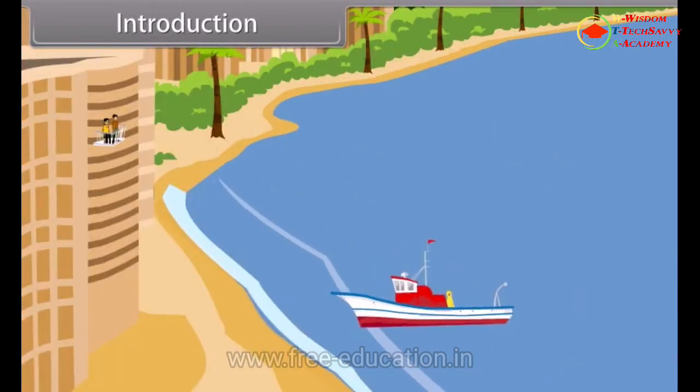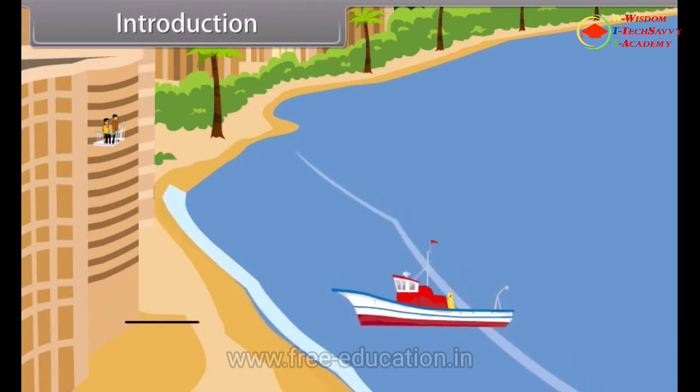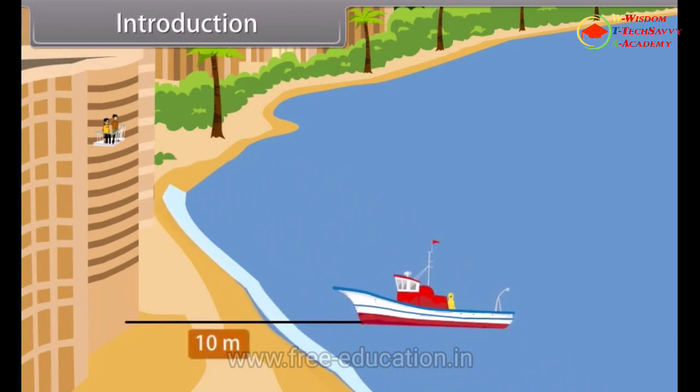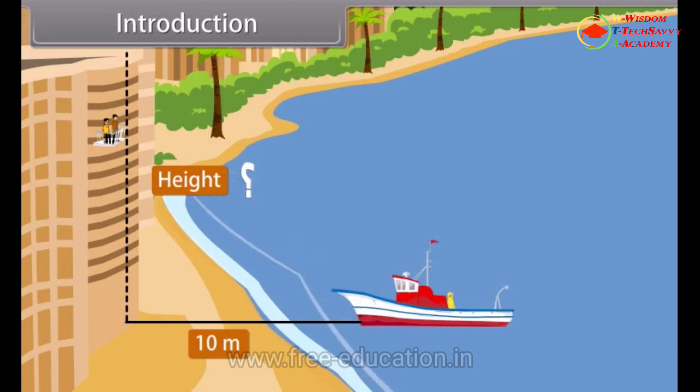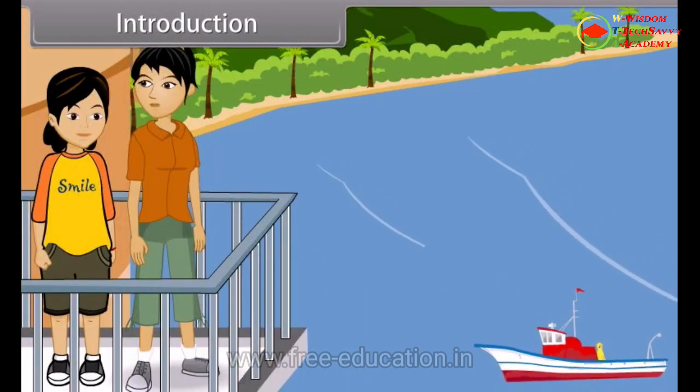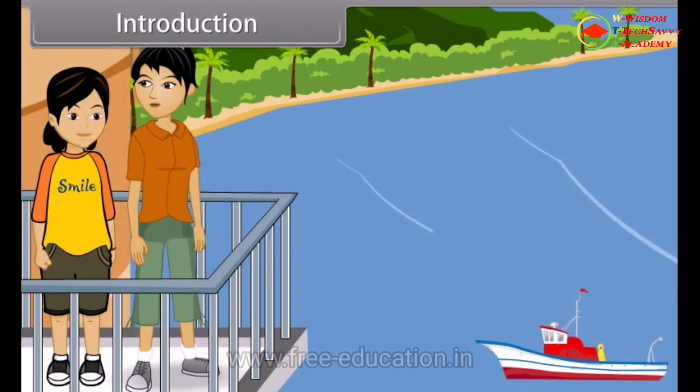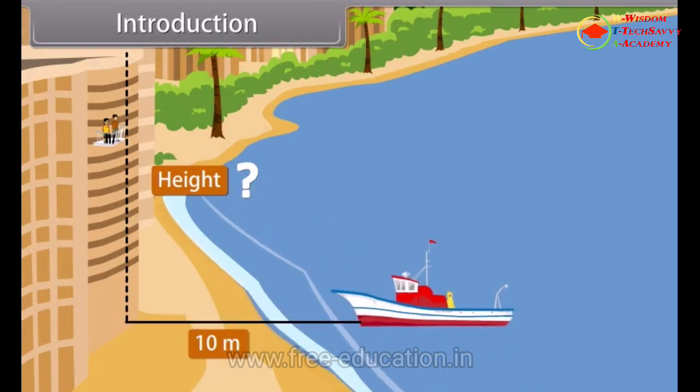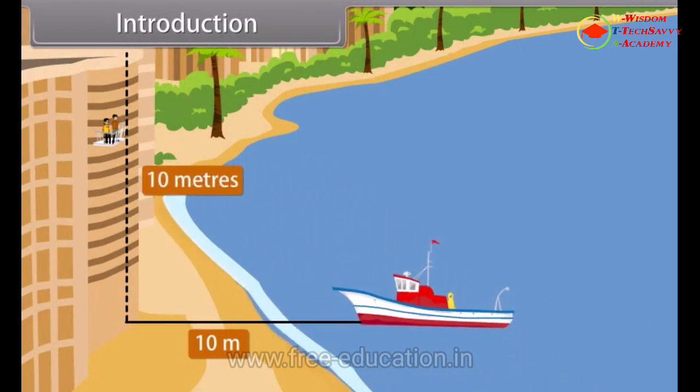If I told you that the distance between our building and the ship is 10 meters, can you tell me the height of this building? Yeah, sure. I have learnt my trigonometry well. The answer to your question, that is, height of building is 10 meters.